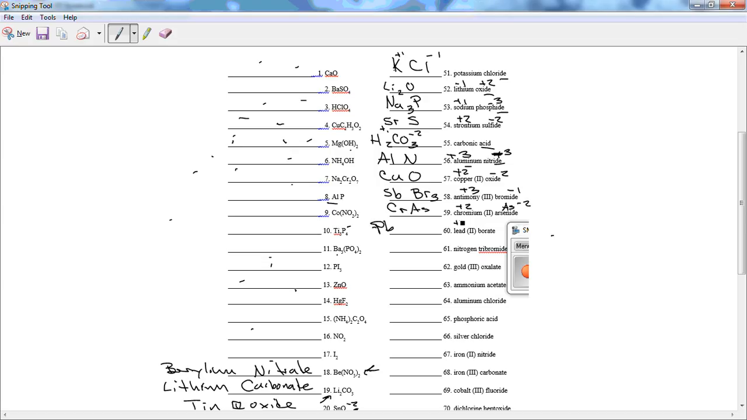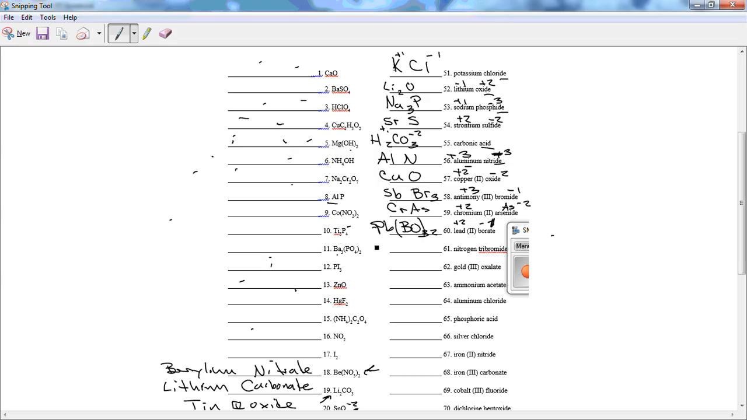All right, lead 2 borate, so Pb. That means this is a plus 2. Borate, I didn't teach you, but it's a minus 2. No, pretty sure it's a minus 1. Borate is BO3. So we're going to say Pb(BO3)2. I could be wrong there, but don't stress too much.